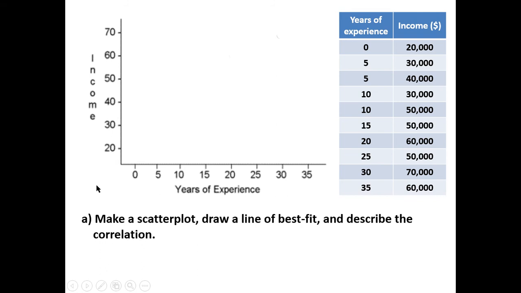So when making a scatter plot, we can think of each of these numbers as an x and a y value, and each of these 10 employees can represent a point on the graph. So my first point would be (0, 20), and then (5, 30), and so on. I'll graph all 10 points.